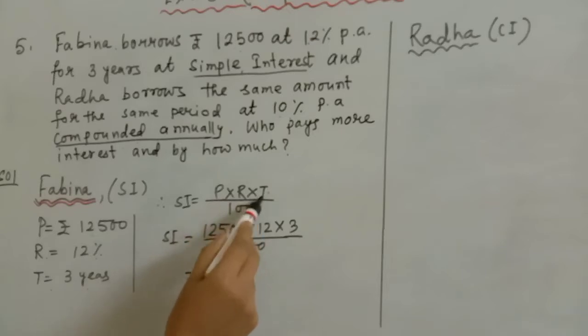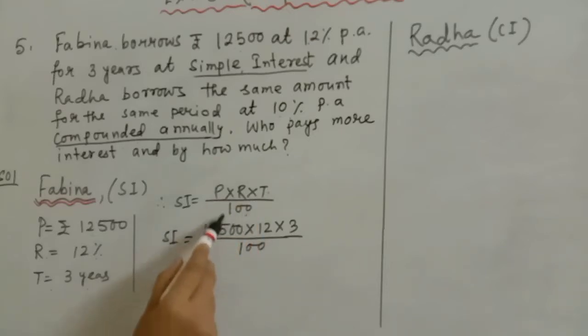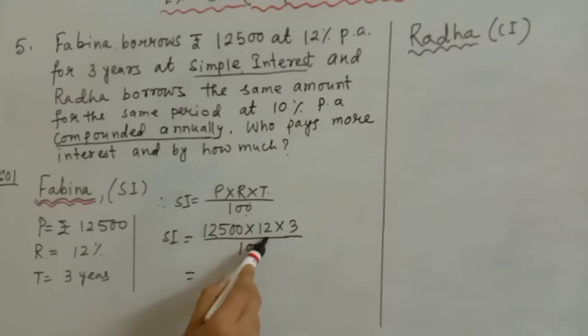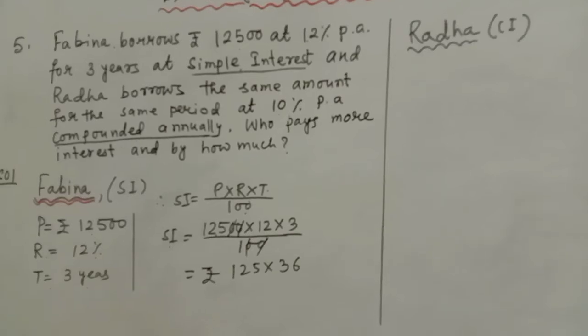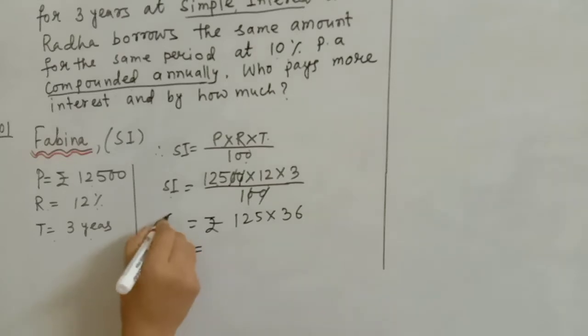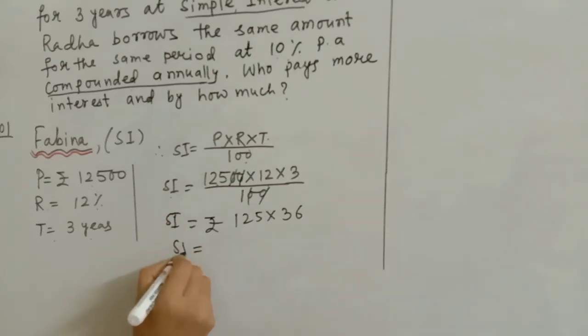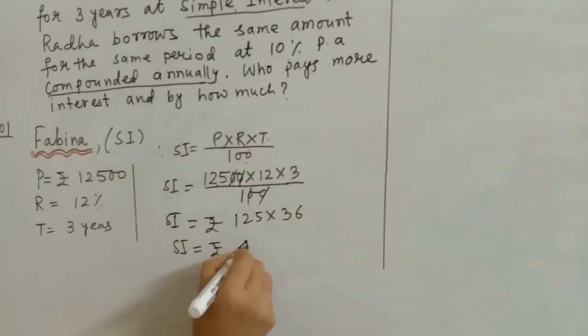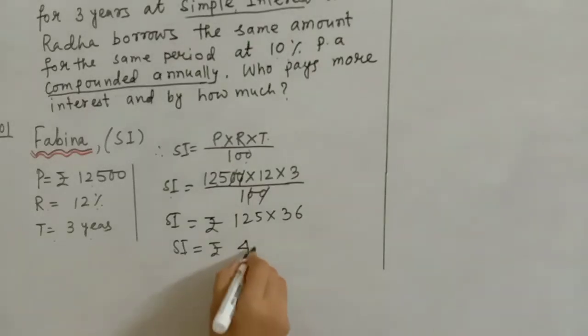P into R into T by 100. So simple interest, put the values of 12,500, 12 and 3 by 100. Cancel this and you will get 125 into 36. Now what will be the value? It will be simple interest rupees 4,500. If you multiply, you can see that it will be 4,500.